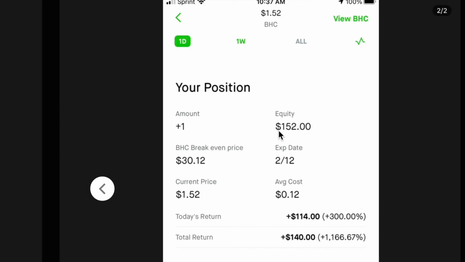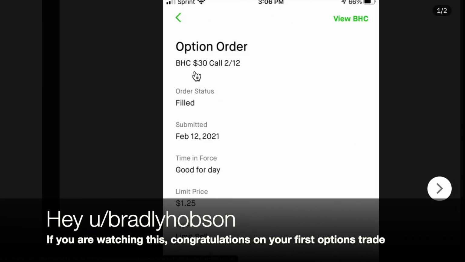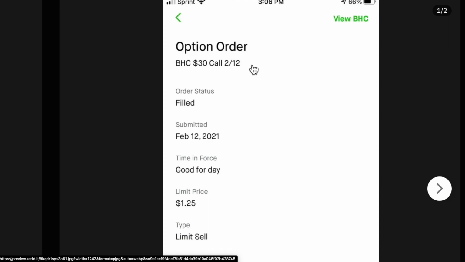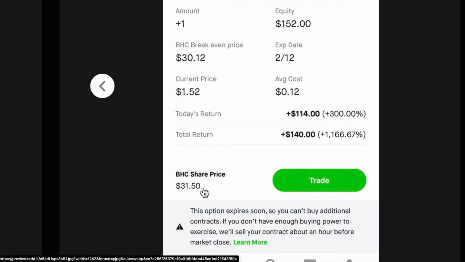He was just trying to learn. He just bought a call option and it went up like 1000%. So let's compare this example with what we just learned. This was a $30 call option, which means that it starts making money when the stock goes above 30, and it looks like it went to 31.50. So it basically went $1.50 above the strike price, and that's why it's worth 150. So the math makes sense.